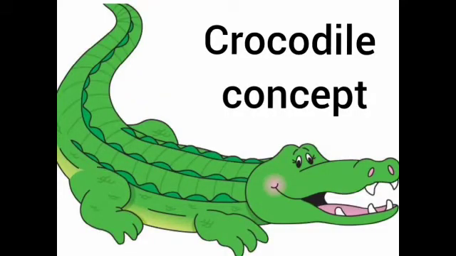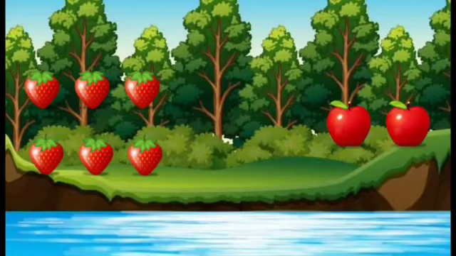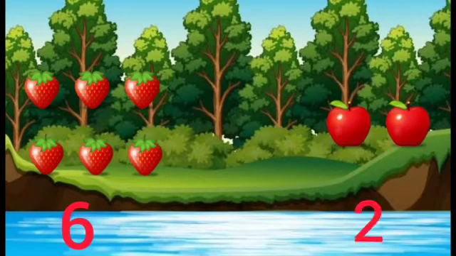Now children, let's learn about these signs in a better way with the help of a crocodile. Yes, you heard it right. A hungry crocodile. There were some hungry crocodiles in a jungle. They were very hungry and wanted to eat something. So while they were searching, they found some fruits. On one side there were 6 strawberries and on the other side there were 2 apples.